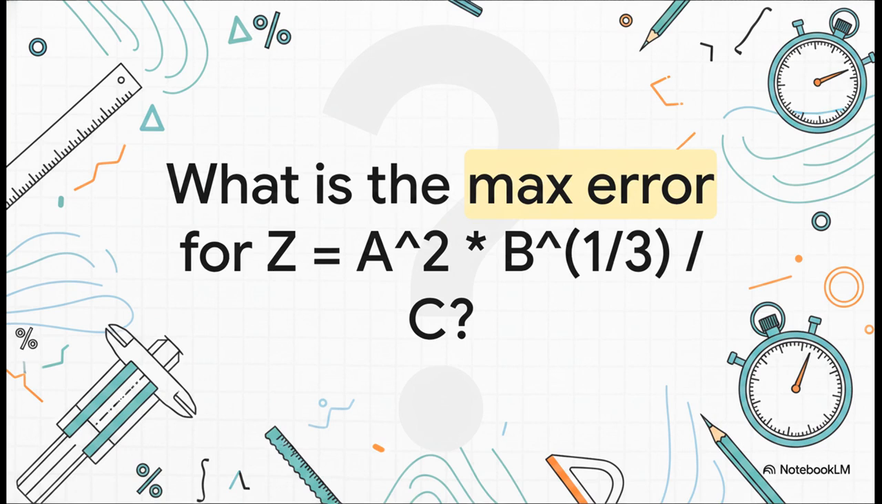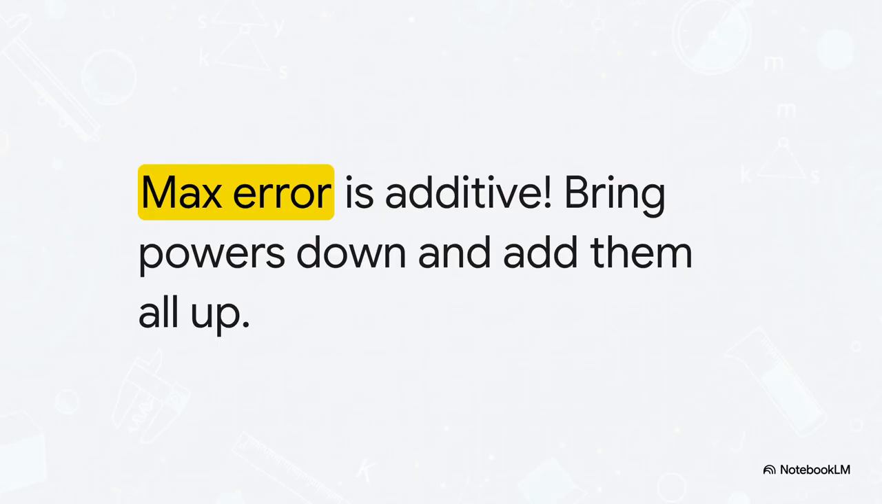If a physical quantity is given by z equals a squared times b to the power of 1/3, all divided by c, what's the formula for the maximum percentage error in z? This algebraic error format is highly repeated. Looks like a total calculus nightmare, doesn't it? Well, it really isn't. Here is the high-speed memory hack.